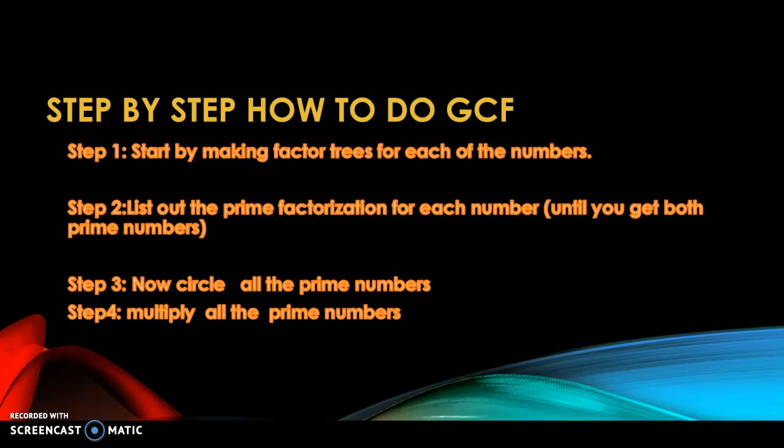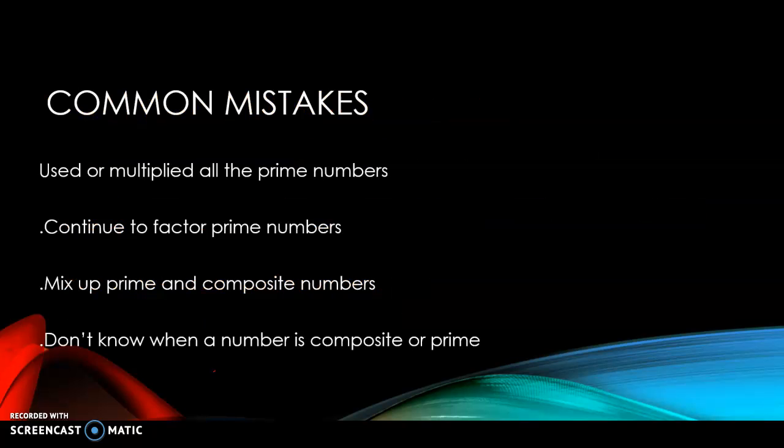Step 1. Start by making factor trees for each of the numbers that are in the word problem. Step 2. List out the prime factorizations for each number until you get all prime numbers. Step 3. Now circle all of the prime numbers. Step 4. Multiply all of the prime numbers.